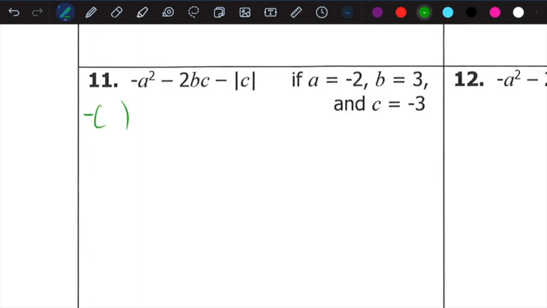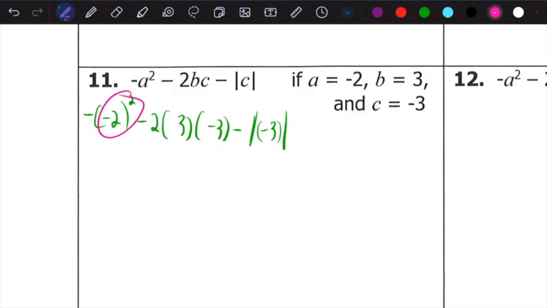Number 11, start plugging these in. Negative of negative 2 being squared minus 2 times 3 times negative 3 minus the absolute value of negative 3. So here, negative 2 being squared is positive 4, but this negative outside still exists, and so we make it negative 4. From left to right, negative 2 times 3 is negative 6, still multiplying with a negative 3, minus the absolute value of negative 3 is positive 3.